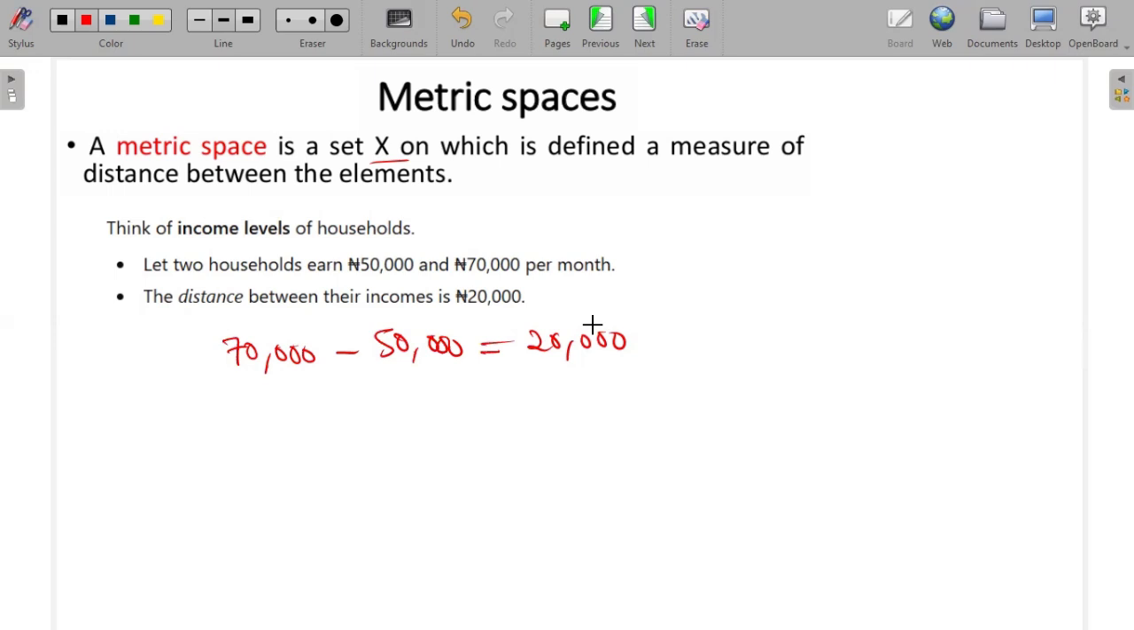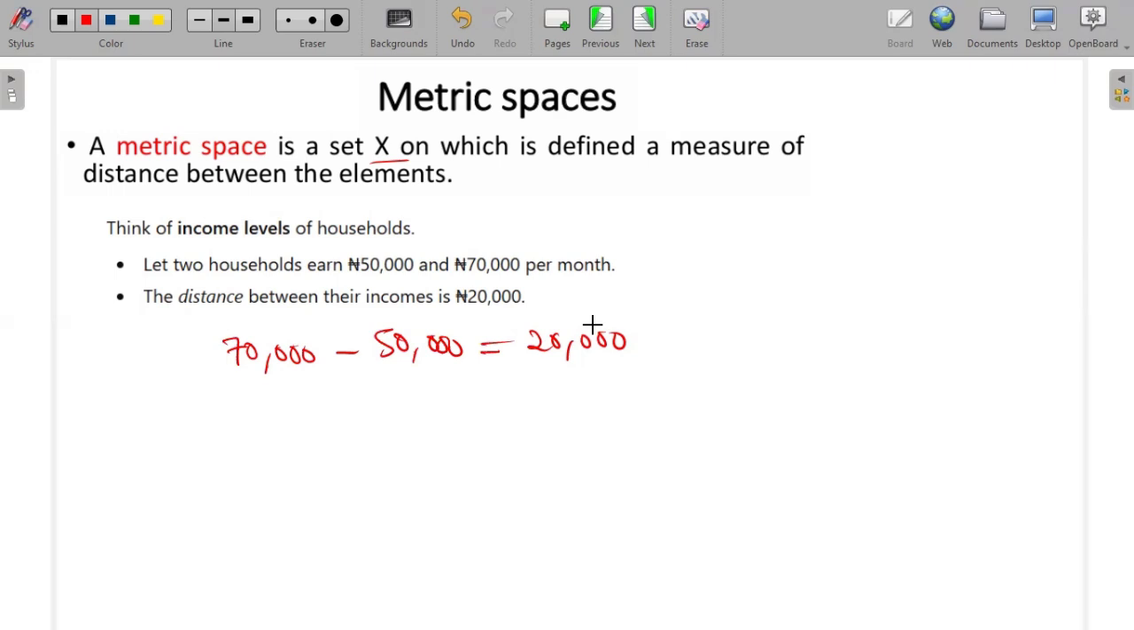It has to be measurable. So the gap between the 50,000 earning and the 70,000 per month is actually measurable. So that's what a metric space is.